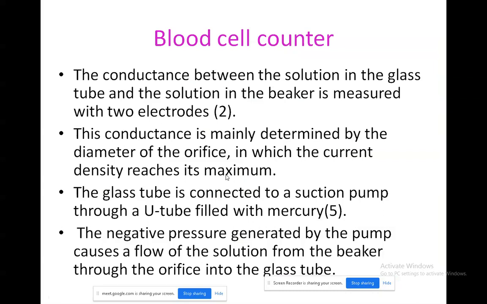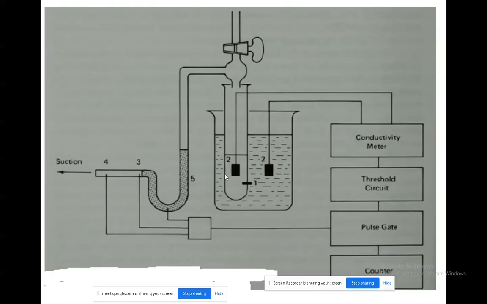So the conductance between the solution in the glass tube and the solution in the beaker. Blood is diluted in the solution. Simply blood we are not taking in the beaker. We are going to dilute the blood in the solution in the beaker. Then in the glass tube also you'll be having one solution. So both will have different solutions.